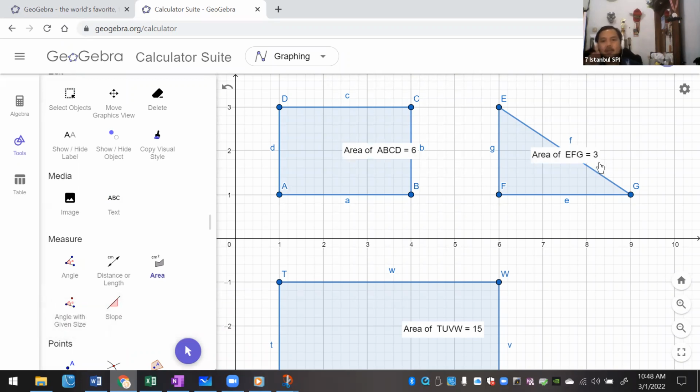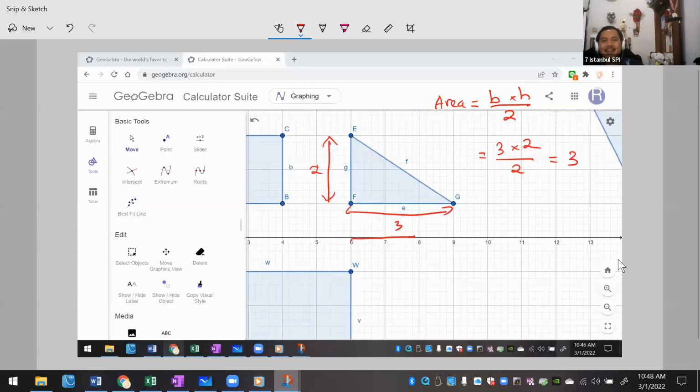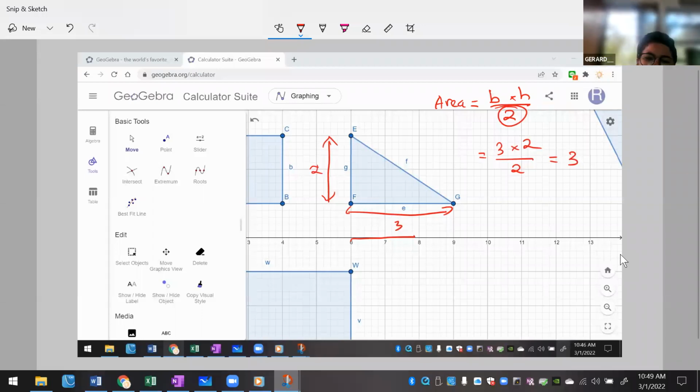Okay, so I'm gonna give you the reason why it is 3. I'm gonna ask you a question actually. If I go back here, guys, why do you need to divide this by 2? Ada yang bisa jawab pertanyaan saya nggak? Karena bentuknya setengah. Setengah kotak? Setengah square?